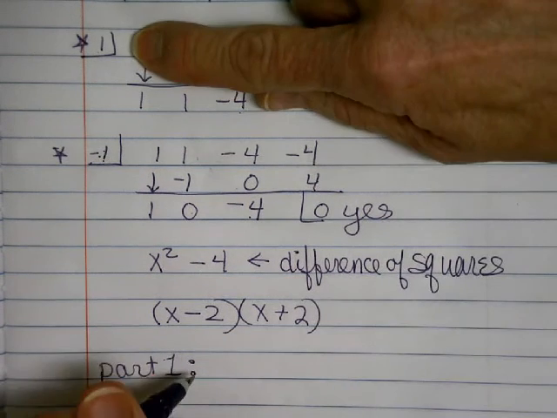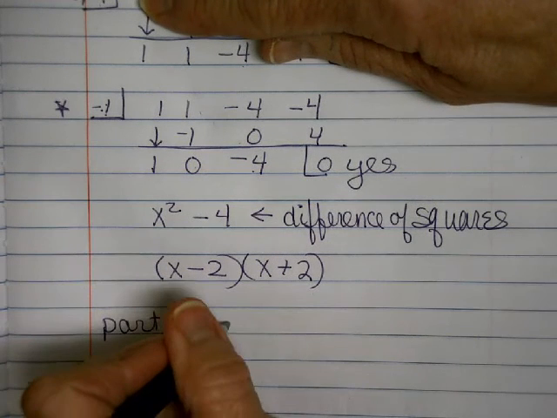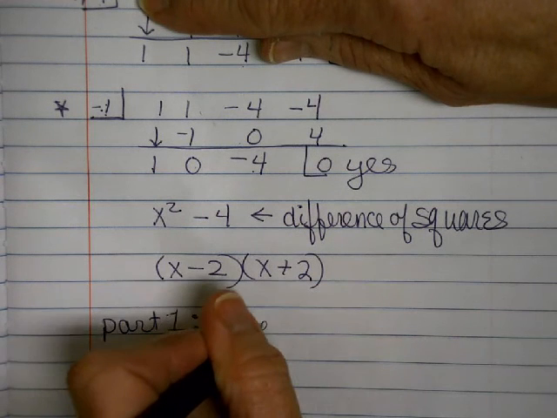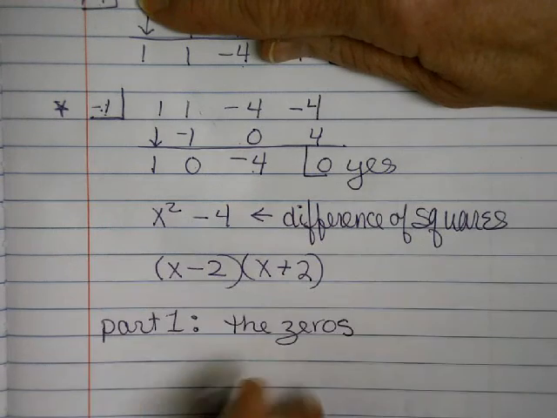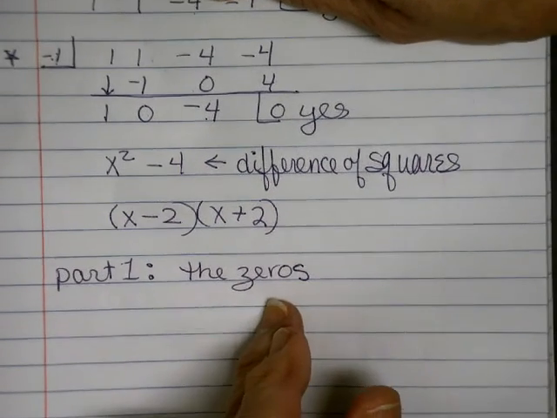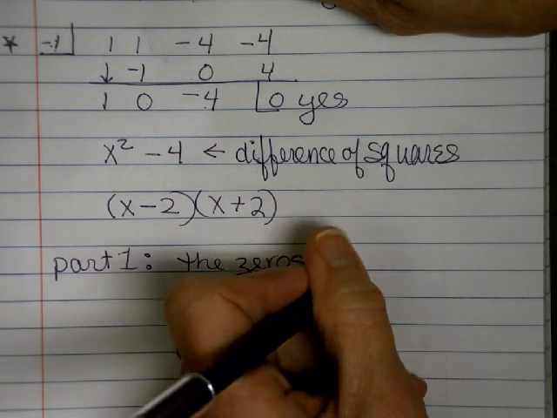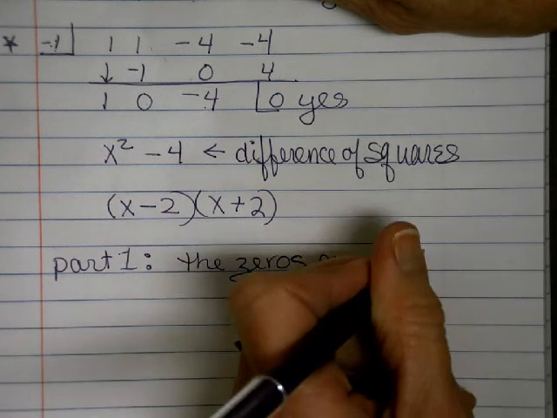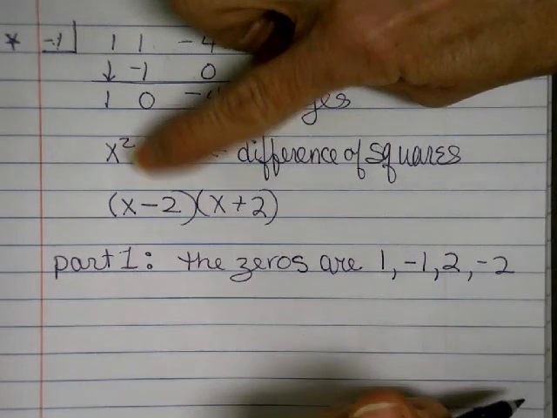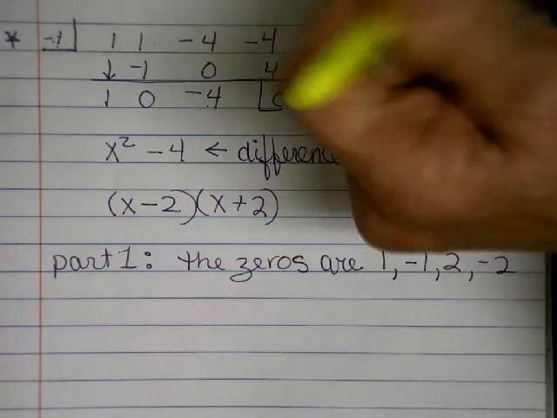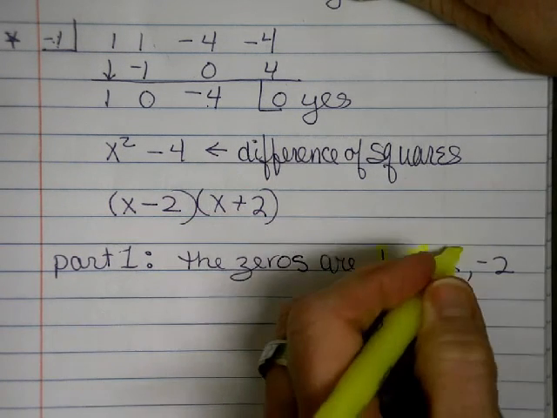Part one, I have to grab my answers I got from division. It says the zeros are, and they don't use an E here. One of the questions had an E between the O and the S, and the other one didn't. So potato, potato. So 1, comma, negative 1, comma, 2, comma, negative 2. So in part one, you pop these in the boxes. After all that hard work.